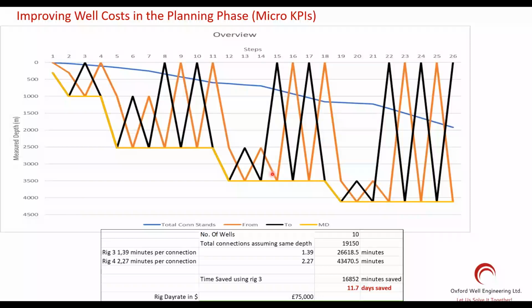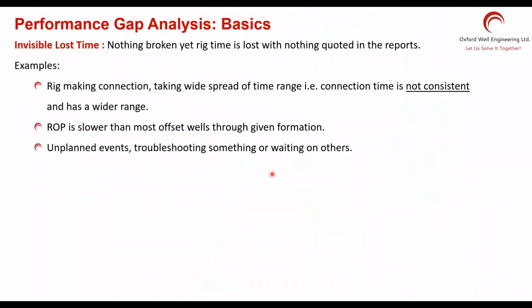This is just to give you a flavor of this. Okay, performance gap analysis, invisible lost time. As I mentioned, it's invisible. Examples of invisible lost time: ROP is slower than expected. It's one of the lost times. And people say it's not broken, nothing is wrong. True, but you could do better depending upon what the task is.